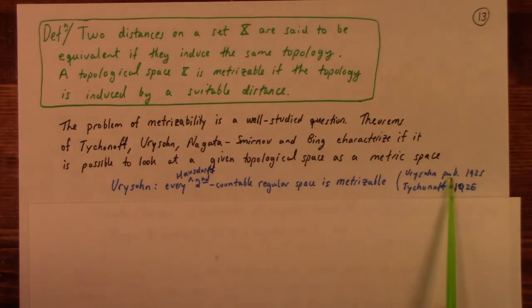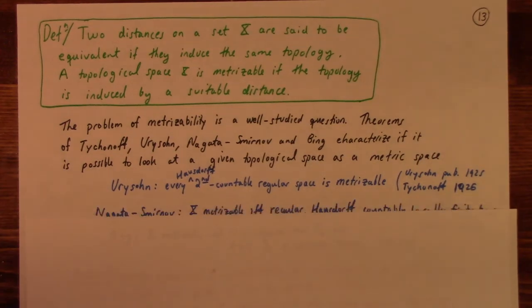Urysohn actually published this after he was dead, which is a neat trick. But this was published after his death, actually, in 1925. And I think independently, Tikhonov proved it in 1926. So you'll see Urysohn and Tikhonov theorems in topology books, right?